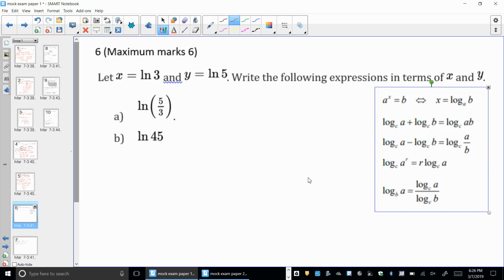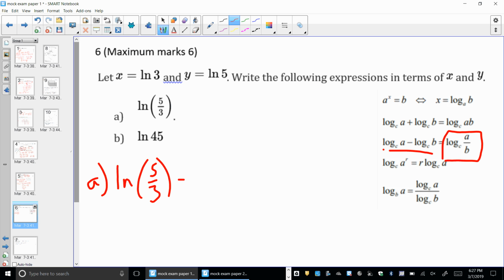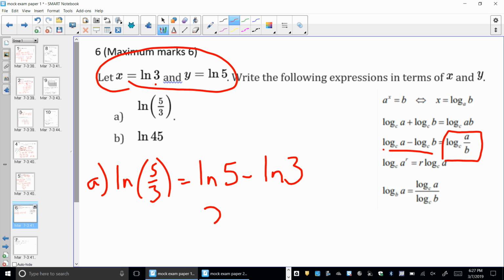Okay, so this is from the formula booklet. Remember the base doesn't really matter. When it's ln, it's base e. Ours looks a bit like this, which means we need to separate it somehow to look like this. So if we've got ln of 5 over 3, comparing it to this one here, it would be ln 5 take away ln 3. Comparing that to up here, it's not x take away y at all. That means it is y take away x. So B.